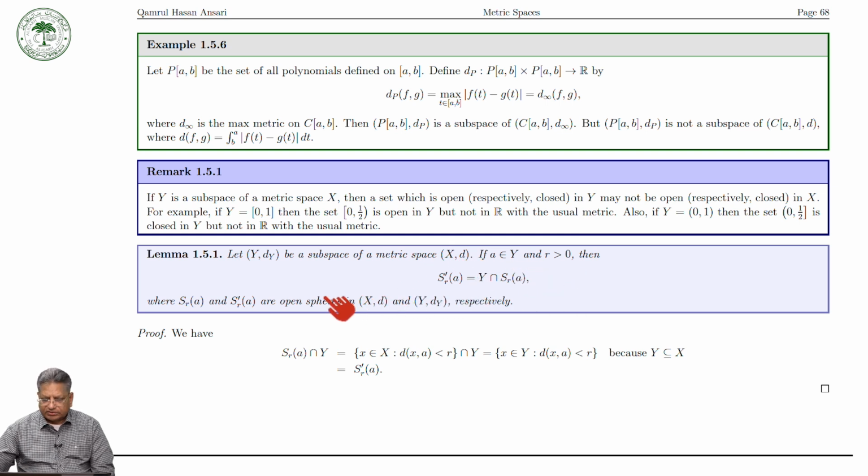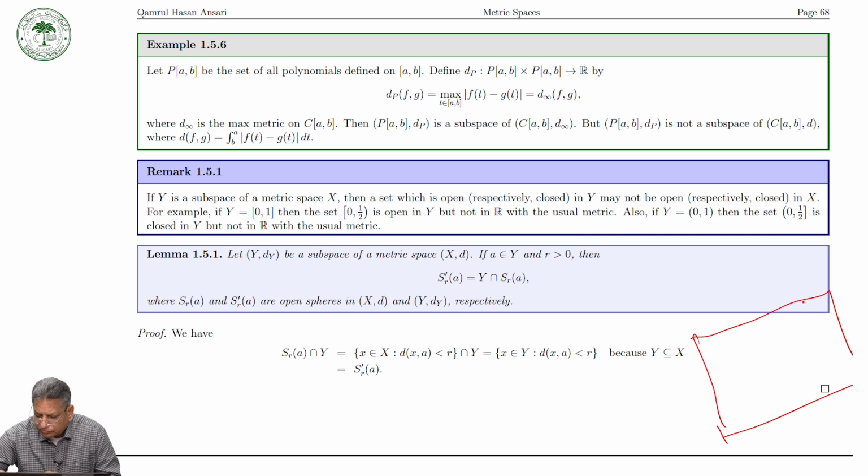How can we say, for example, if you have a set, suppose this is your metric space X, and here you have a set A. Okay, and now suppose you have a point small a, and suppose this is your Y.